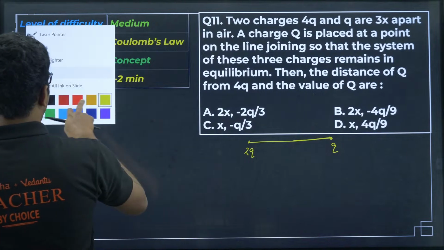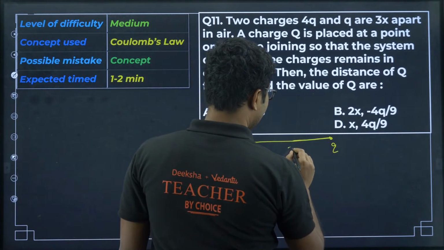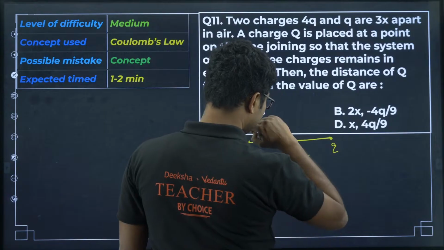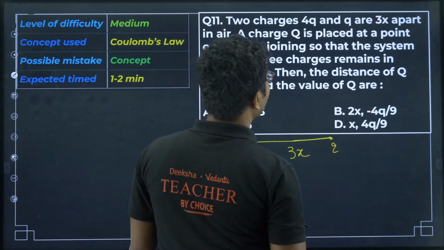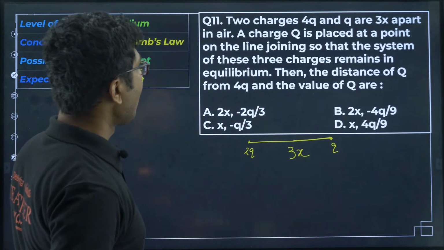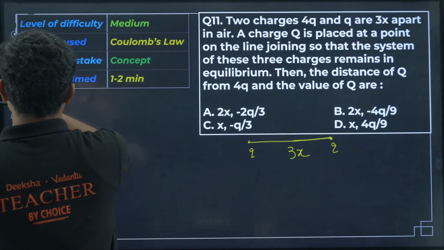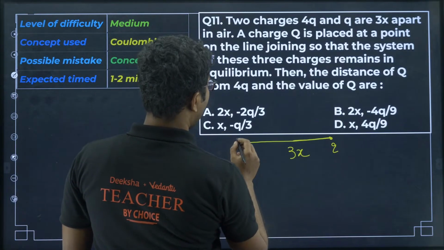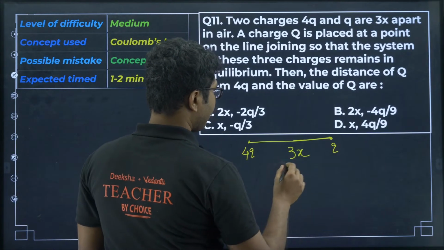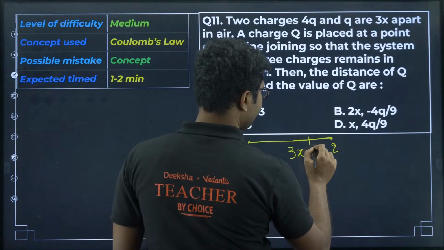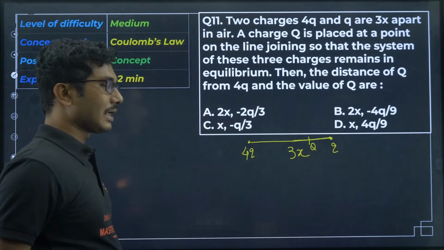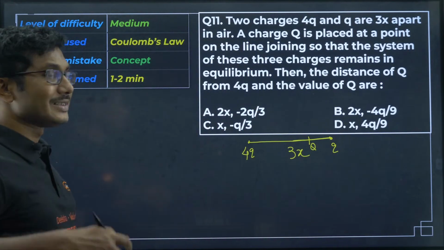So it is placed, say, at a distance 3x. Now you placed 4q and q, sorry, 4q and q, right, not 2q. 4q and q are 3x apart. Suppose I placed a capital Q charge here. Now the system is in equilibrium.